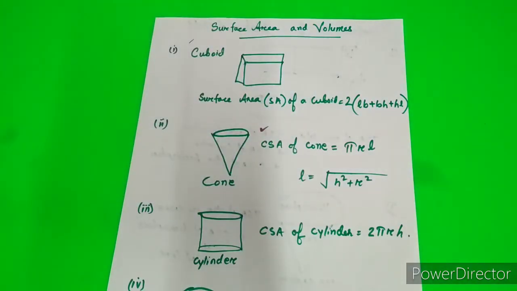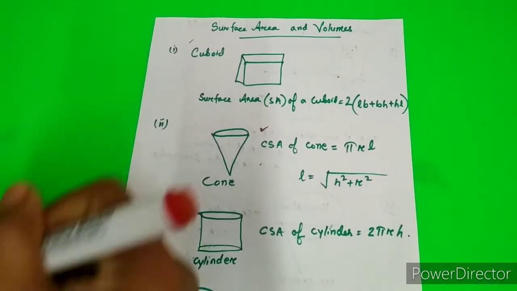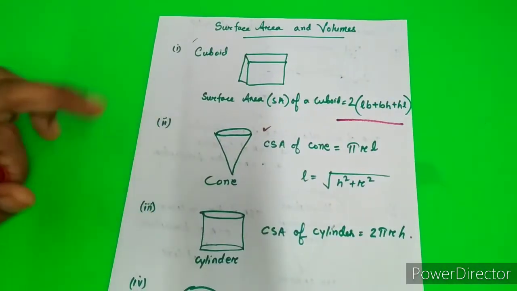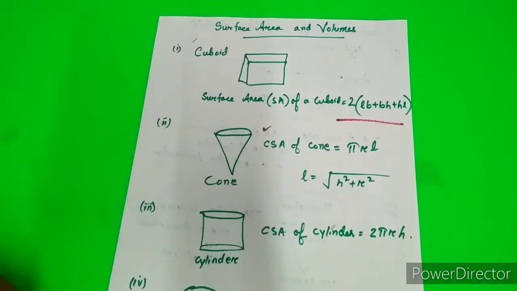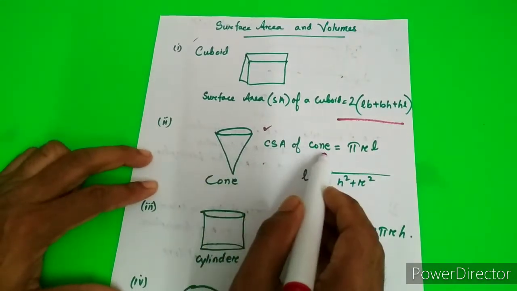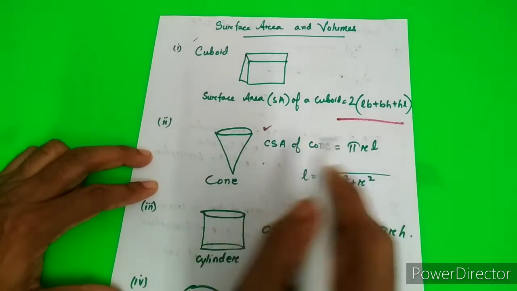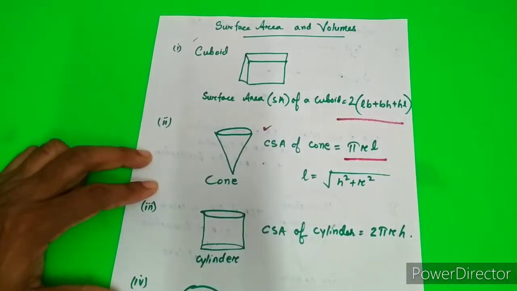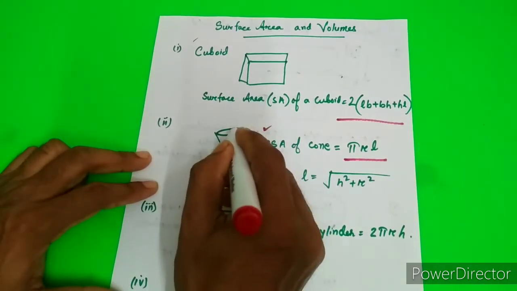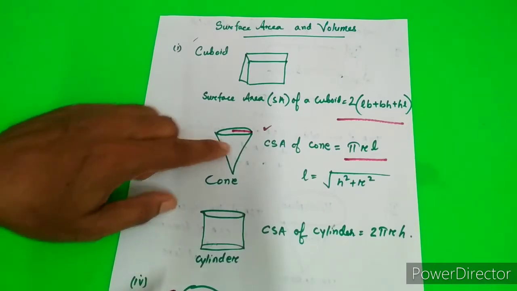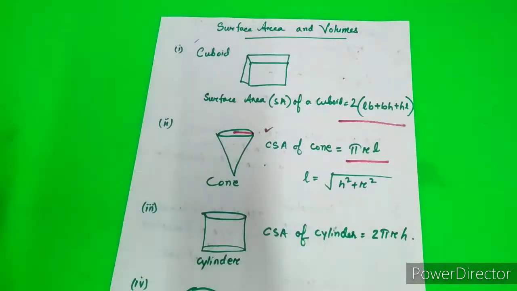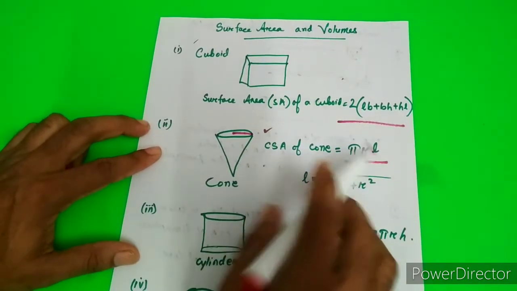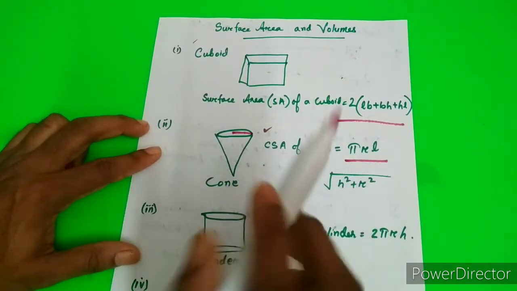Now, the second one. If you see, this is a cone. Cone we know, like ice cream; the down part of the ice cream is a cone shape. CSA of a cone is pi R L. Pi we know is 22 by 7 or 3.14. R is the radius. In this cone, the top part is in the form of a circle and the down part is in the form of a V shape. Pi R L, where R is the radius and L is the slant height.